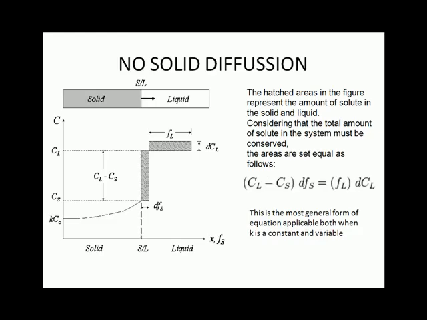Now we will move to case 2, where there is limited diffusion in solid and complete mixing in liquid. The hatched area represents the movement of the graph. That is, the amount of solute which was initially in the liquid has now moved into the solid. Applying the conservation of area, we get this equation, that is (CL minus CS) dFS is equal to FL dCL. The notation is similar to that in case 1. This is the most general form of equation, applicable both when the partition ratio K is a constant or a variable.